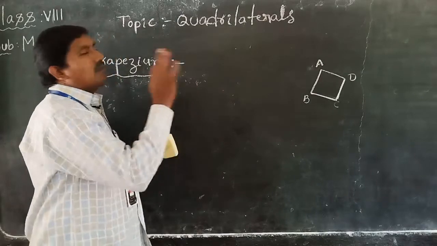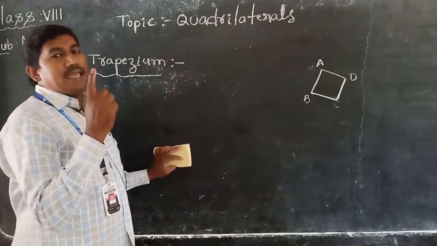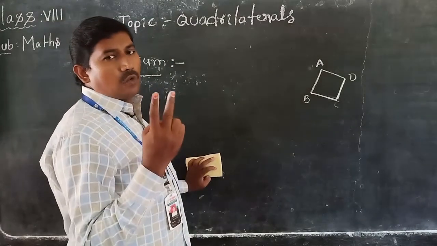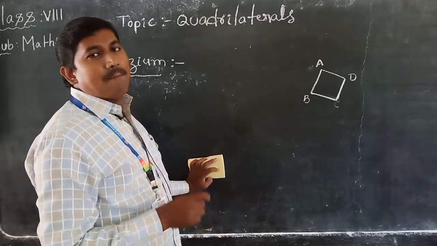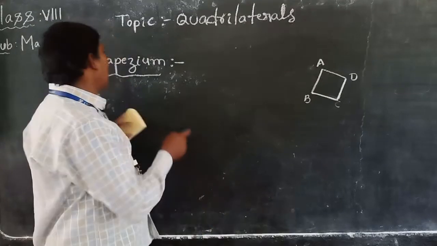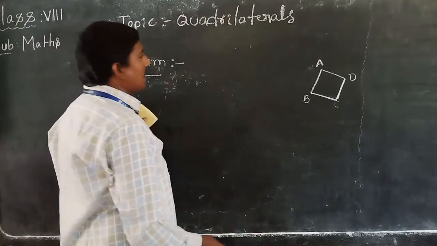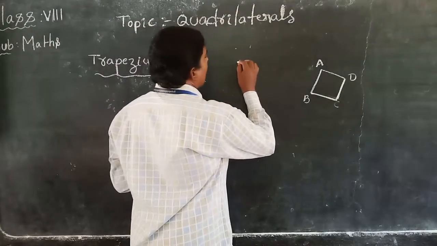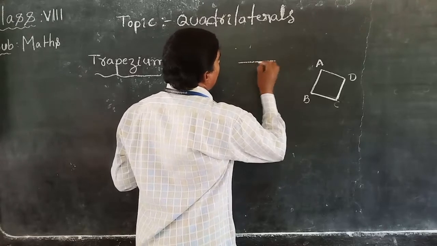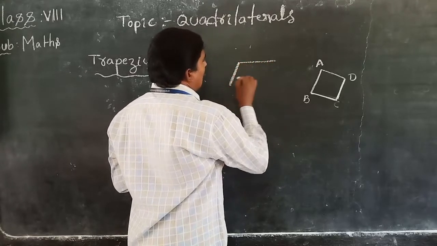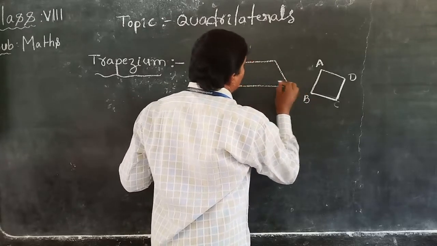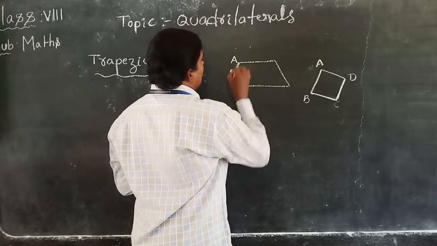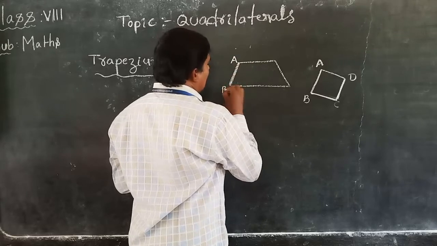Okay, in that quadrilateral, one pair, meaning 2, one pair of opposite sides are parallel. It is called a trapezium. See, trapezium means in a quadrilateral, one pair of opposite sides are parallel. First of all, this is a quadrilateral.